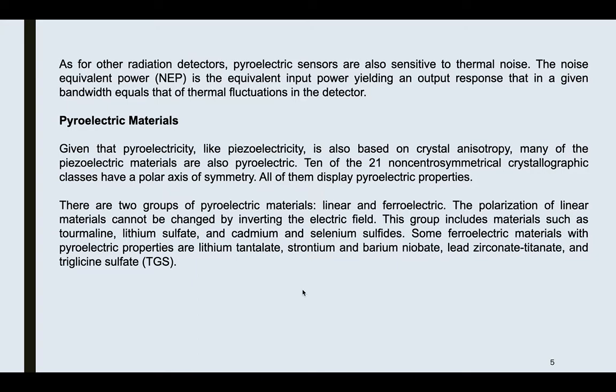There are two groups of pyroelectric materials, linear and ferroelectric. The polarization of linear materials cannot be changed by inverting the electric field. This group includes materials such as tourmaline, lithium sulfate, and cadmium selenium sulfides. Some ferroelectric materials with pyroelectric properties are lithium tantalate, strontium and barium niobate, lead zirconate titanate, and triglycine sulfate.